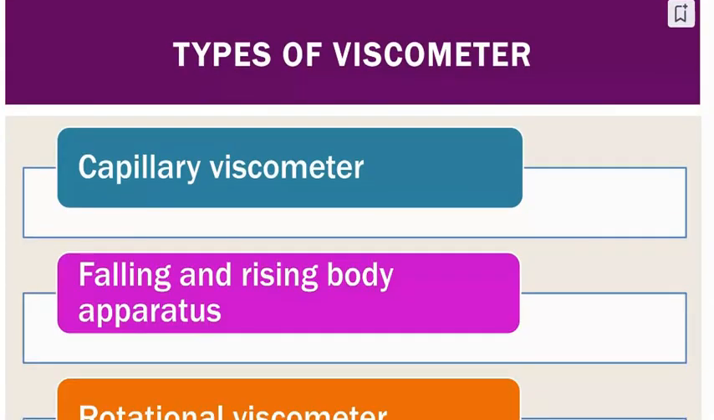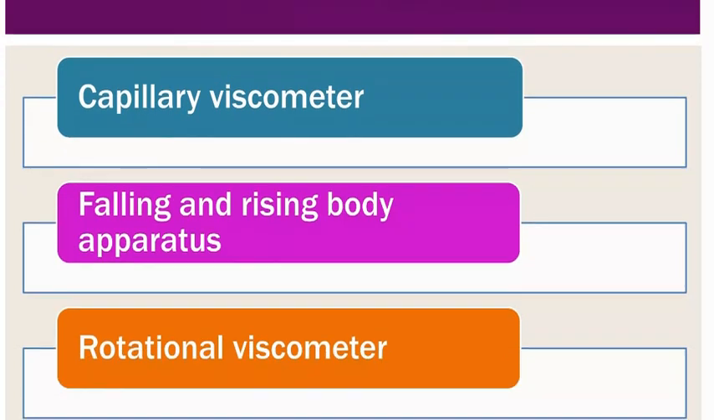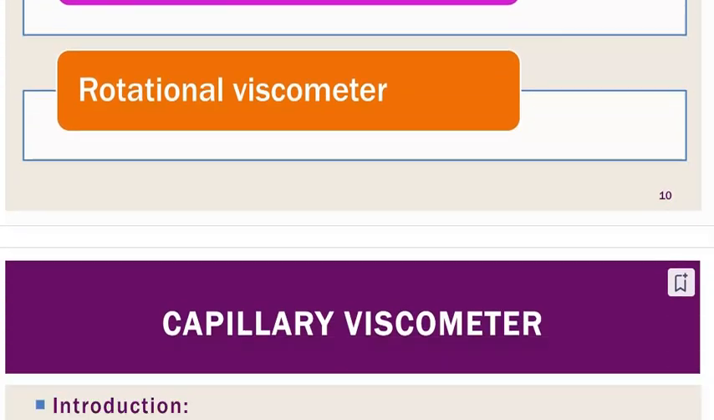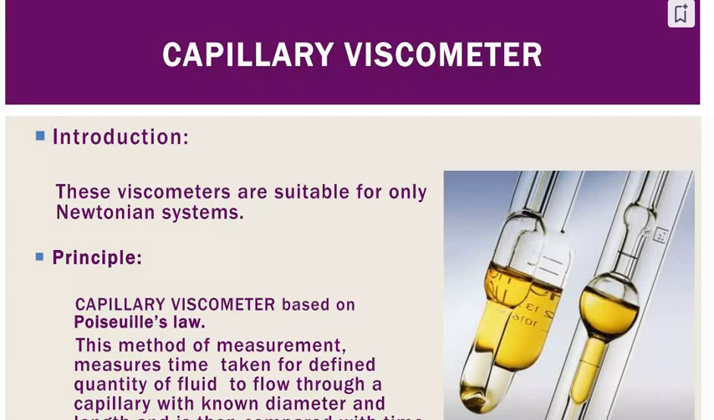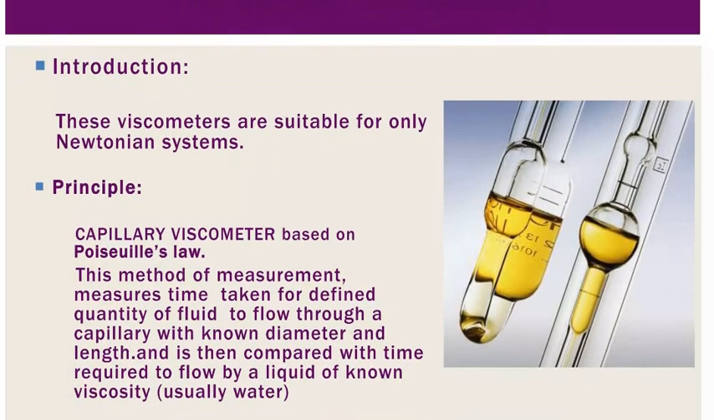My friend, types of viscometer: capillary viscometer, falling and rising body apparatus, rotational viscometers. I will show you the capillary viscometer. These viscometers are suitable for only Newtonian systems. What is the meaning of Newtonian? I will show you.